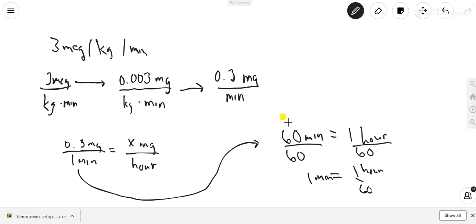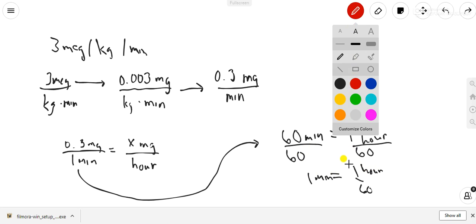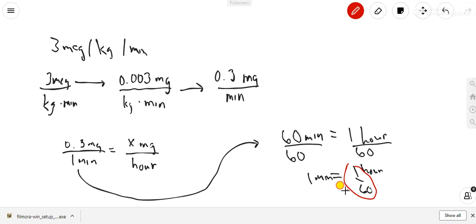Again, I just divided both sides by 60, and my unit is 1 minute, so I have 1, which is 60 over 60, minute equals 1 over 60, because I divided both sides by 60, and my unit is hour. So 1 minute equals 1/60th of an hour. I can now bring this back and then change my units to hours, like so. So now I have 0.3 milligrams over 1/60th of an hour equals X milligrams over hour.